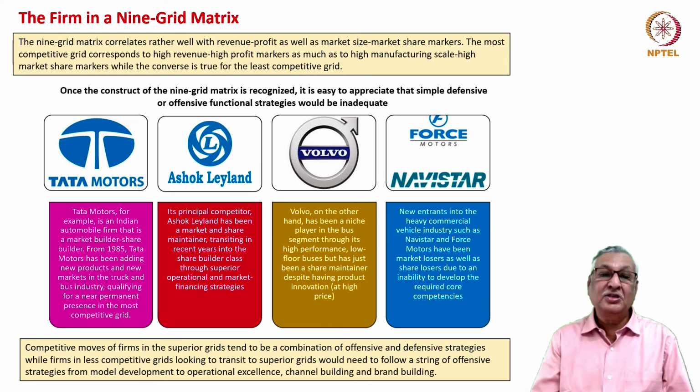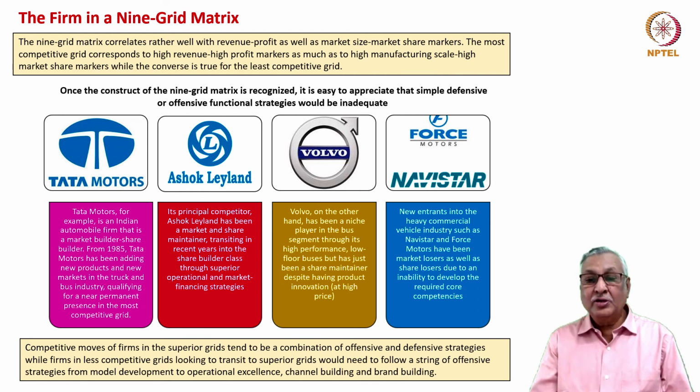So Ashok Leyland has been its principal competitor in the commercial vehicle range, and the company has been a market and share maintainer, transiting in recent years, however, into share builder class through superior operational and market financing strategies. So product development improved along with operational and market financing strategies. Volvo, on the other hand, has been a niche player in the bus segment. It had high performance, low floor buses, but it has just been a share maintainer despite having high product innovation, and that too at high price.